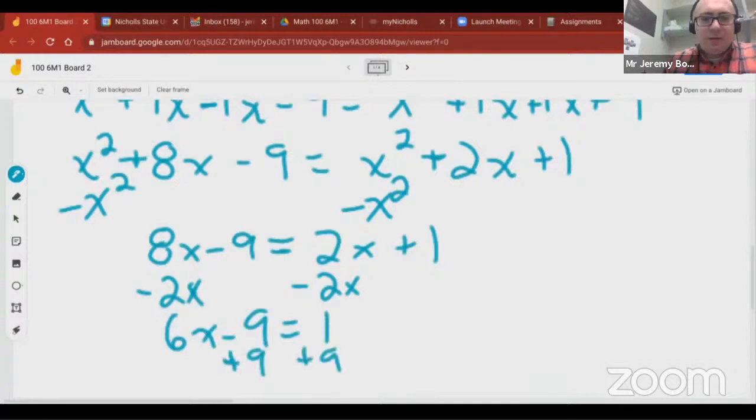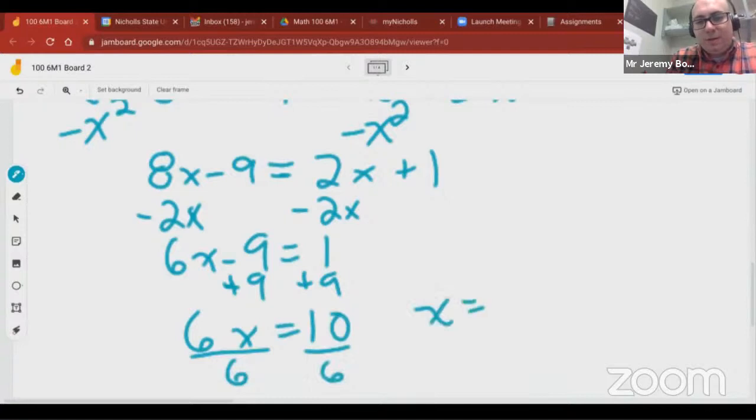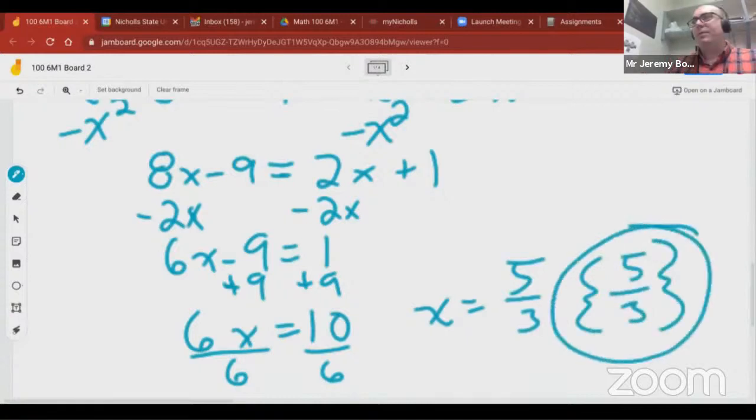And so we'll have 6x is equal to 10. And divide both sides by 6 to isolate my variable. x is going to equal, let's reduce 10 and 6. They're both divisible by 2, so it'll be 5 thirds. So my solution set for that equation is the set containing 5 thirds. Any questions on 4?